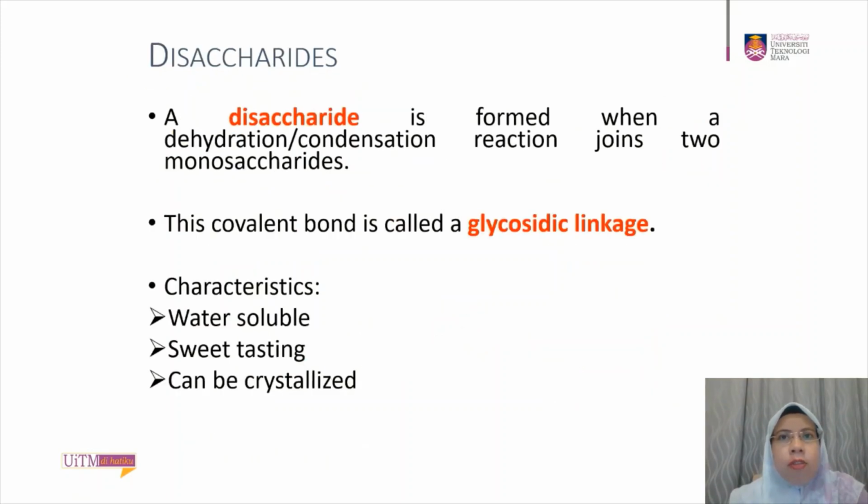A disaccharide consists of two monosaccharides joined by a glycosidic linkage or glycosidic bond, a covalent bond formed between two monosaccharides by a dehydration process. These disaccharides have characteristics quite similar to monosaccharides: they are water soluble, sweet tasting, and can also be crystallized.